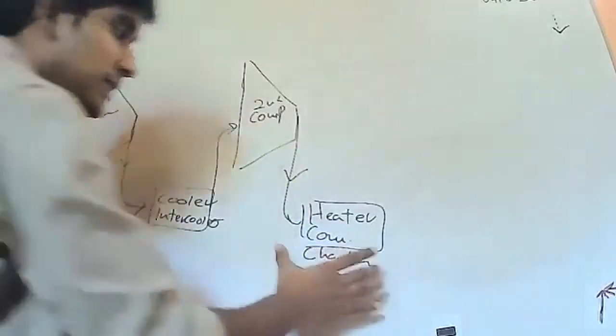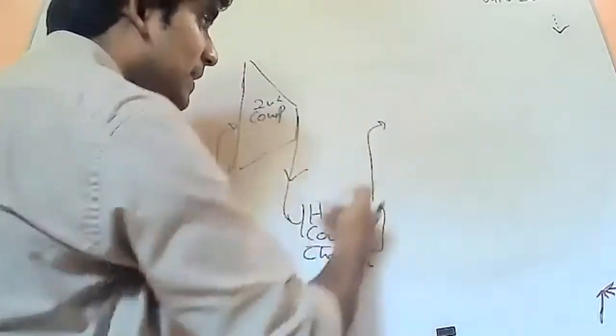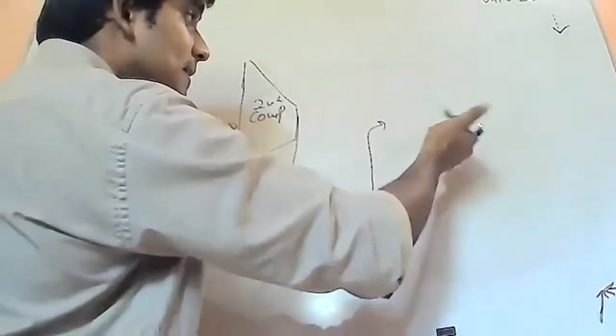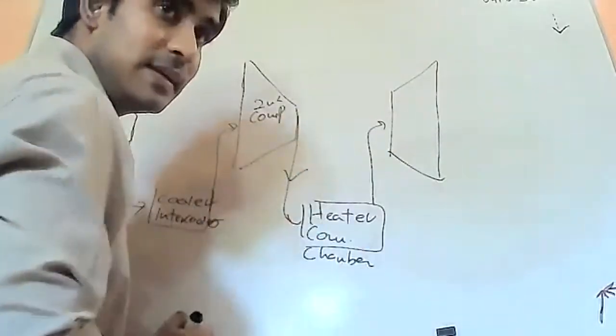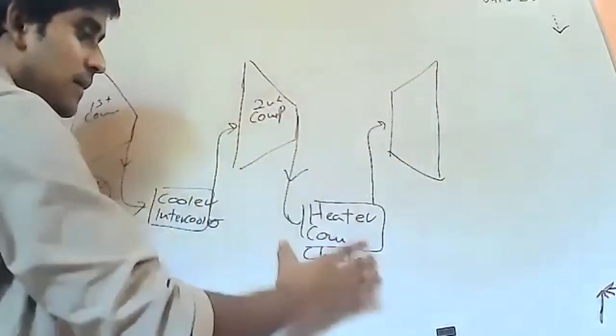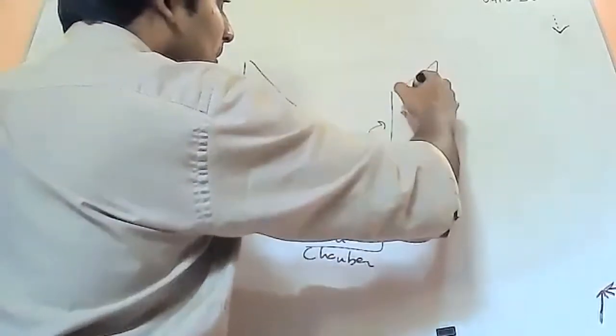Right. So then after heating, we are going to give that output to the turbine, the first turbine, right? So after the combustion chamber, we are going to give that to the first turbine. So this is the first turbine.